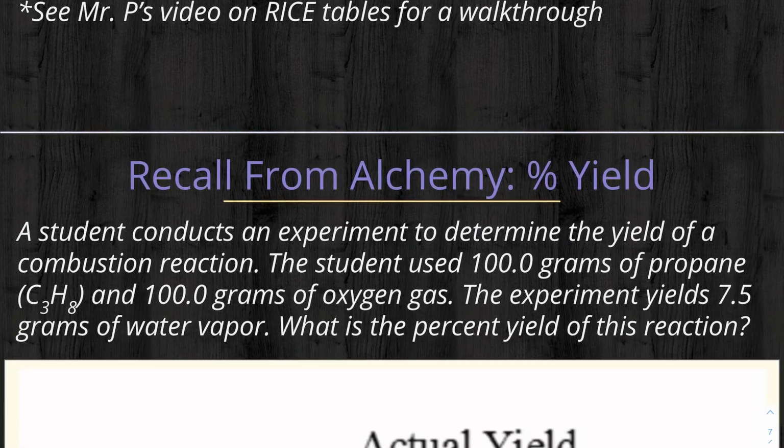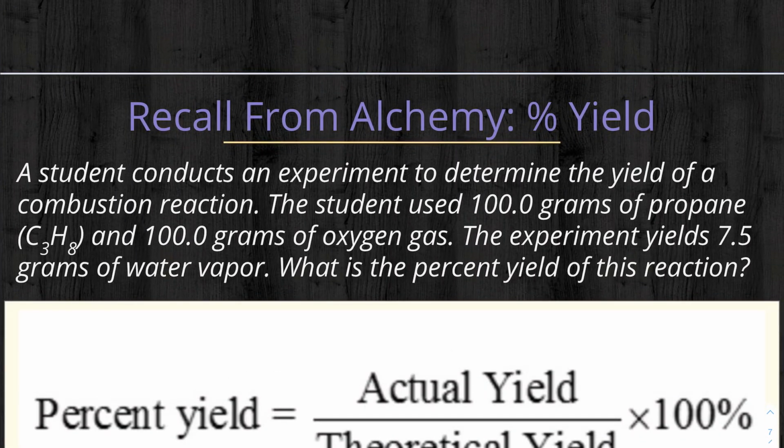Alright, one more sample problem and notes. Again, feel free to stop the video here if you feel like you get it and you want to try the formative assessment for this week. But percent yield, there's this formula where it's the actual thing divided by the theoretical thing times 100%.